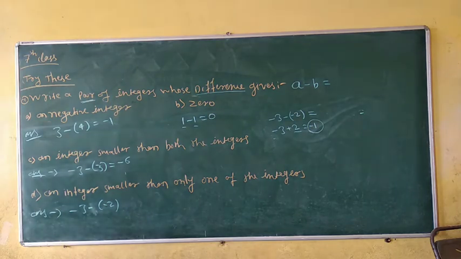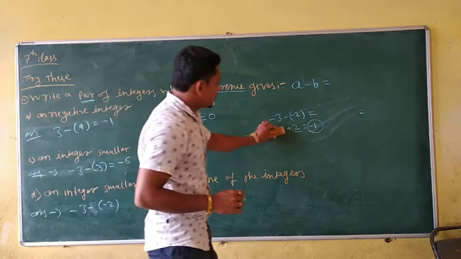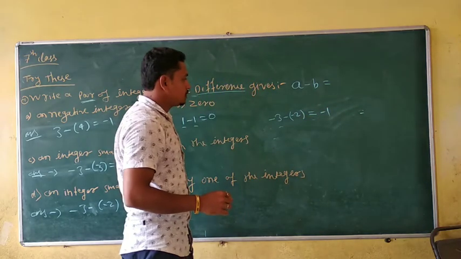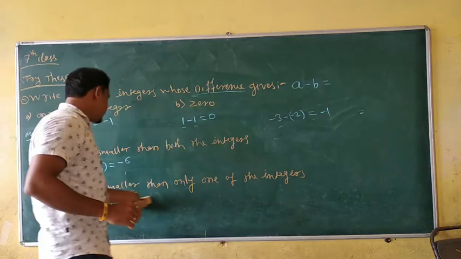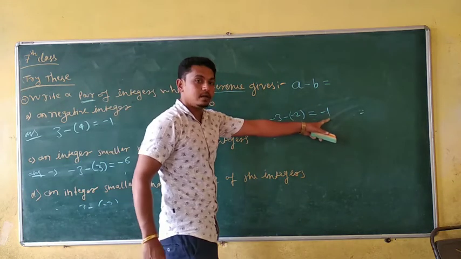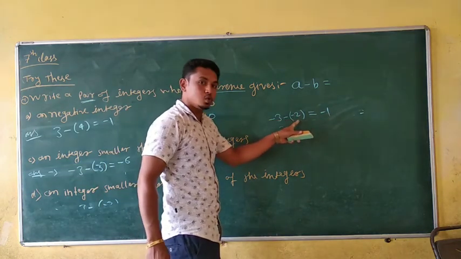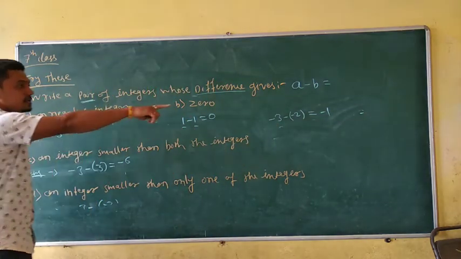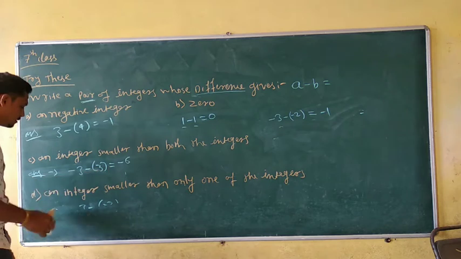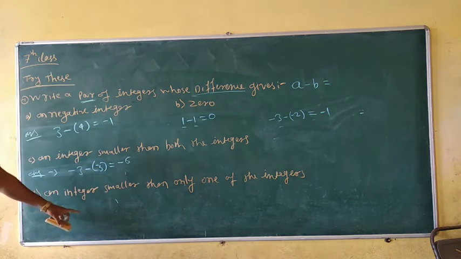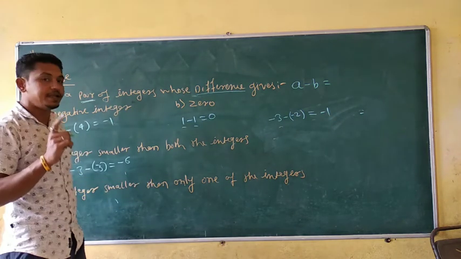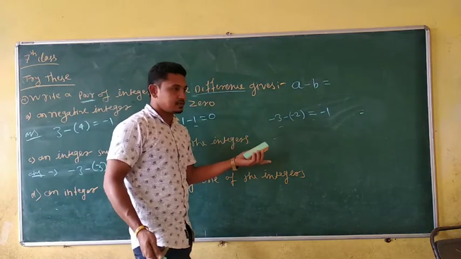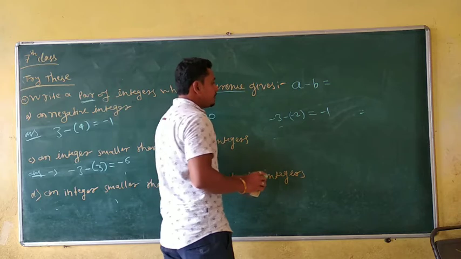Is it right? Gives rise to minus 1. The next, here minus 1 is greater than minus 2 as well as minus 1 is greater than minus 3. So therefore this answer will be wrong, because the statement is an integer smaller than only one of the integers. It is not smaller than both integers. So this statement will be wrong.